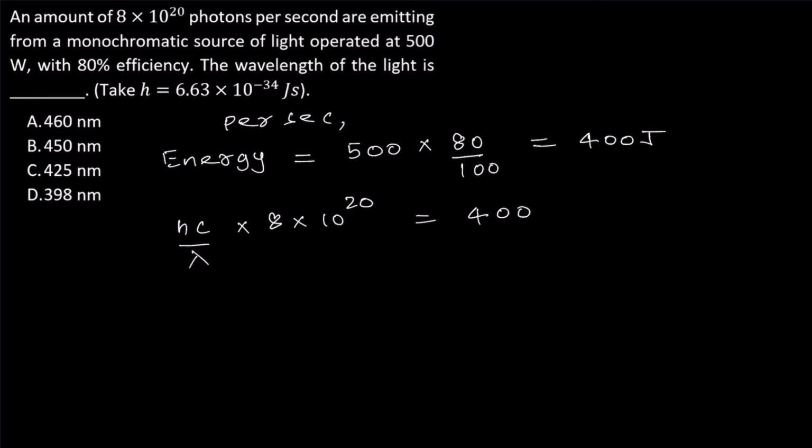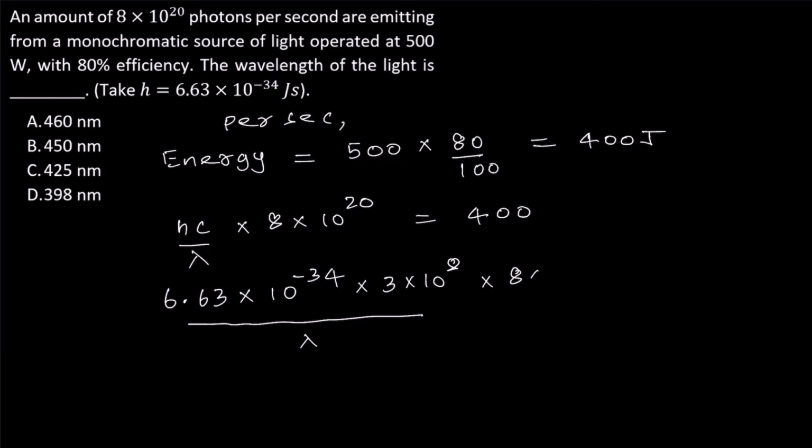So let's write down the values of Planck's constant and the speed of light. So the Planck's constant's value is given 6.63 into 10 to the power minus 34. C is 3 into 10 to the power 8 and divided by lambda. So into 8 into 10 to the power 20, and this is equal to 400. Okay, so we can take lambda to one side and then put all the numbers together.